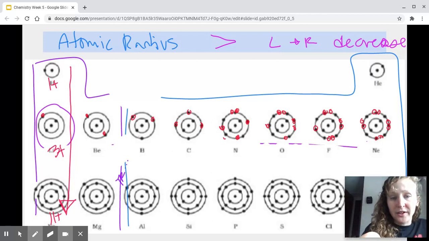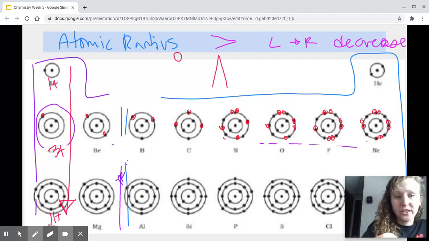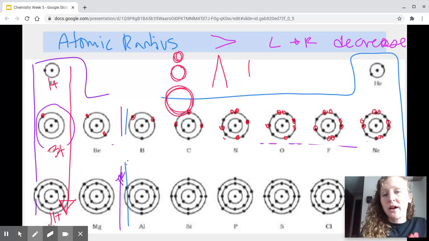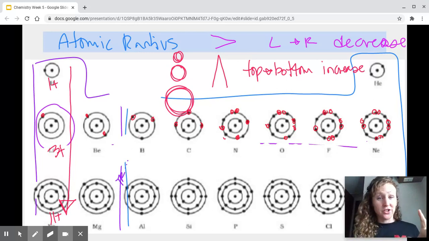So top to bottom, the atom's radius, the atomic radius, is going to increase. Hydrogen's going to be very small, lithium's going to be bigger, sodium's going to be bigger, and the trend keeps going down. So top to bottom, atomic radius will increase because of increasing energy levels or additional energy levels, which causes distance to increase. Okay, so that is atomic radius. That's the periodic trend of atomic radius.